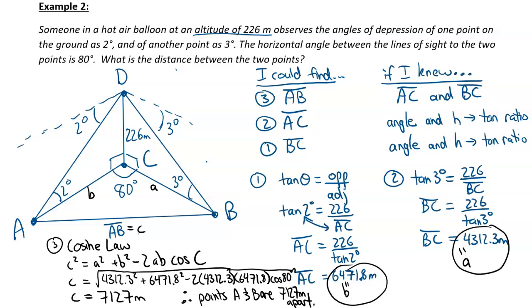Now you might think that looks a long way. Remember that the diagram is not to scale, right? The 2 degree and 3 degree angles are very, very small. So really this is a very stretched out diagram. And so this is actually quite accurate compared to what the numbers that were given are.